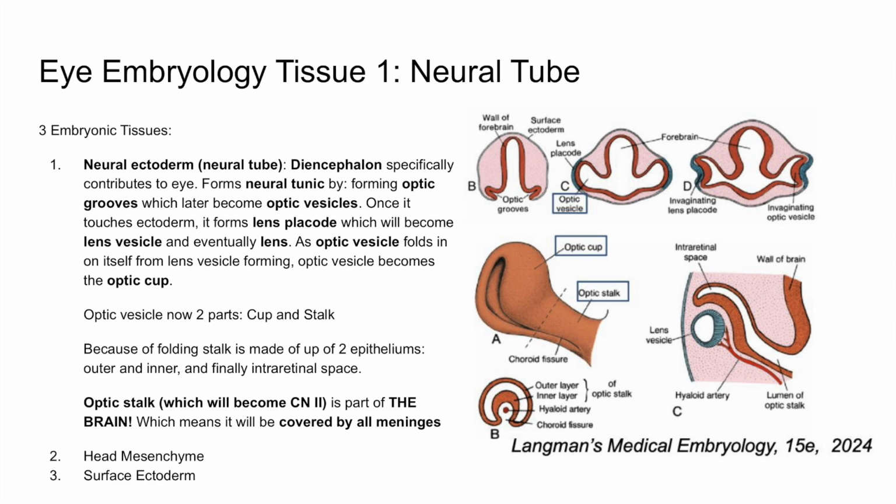A key high-yield point is that the optic stalk is literally part of the central nervous system, meaning it's covered by all 3 meningeal layers, so that means your dura, your arachnoid, and your pia mater, and carries cerebrospinal fluid around it. And that's why increased intracranial pressure can be transmitted to the optic nerve, leading to findings like papilledema. The big picture to lock in here is that neural ectoderm forms the retina and the optic nerve through the optic vesicles to optic cup pathway, while also inducing the surface ectoderm to form the lens, and the entire system remains structurally and functionally connected to the brain.